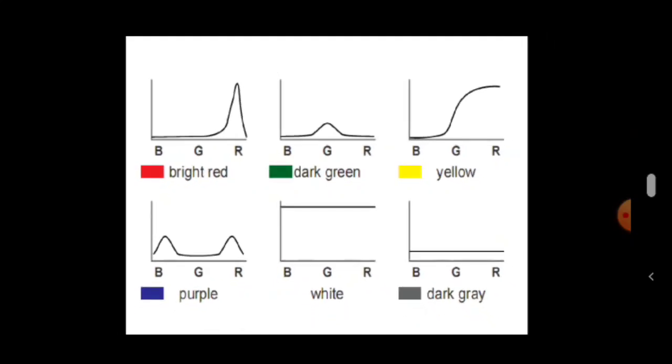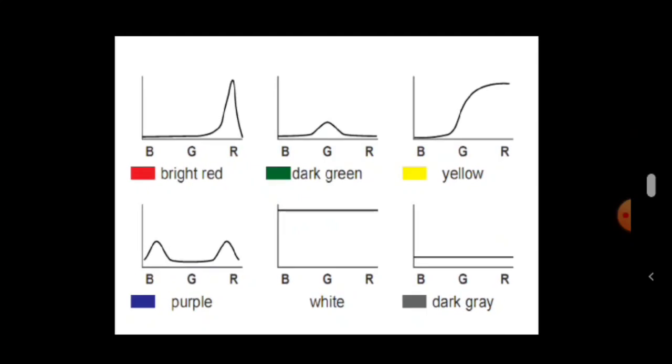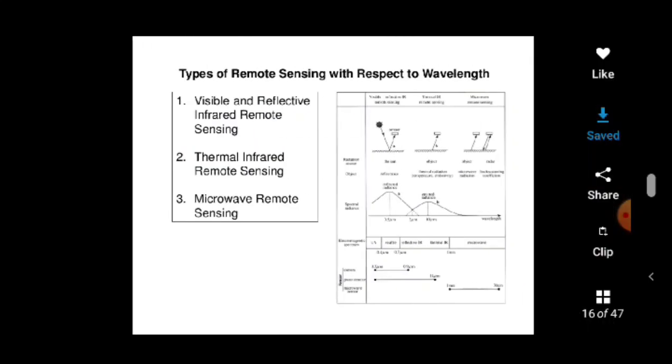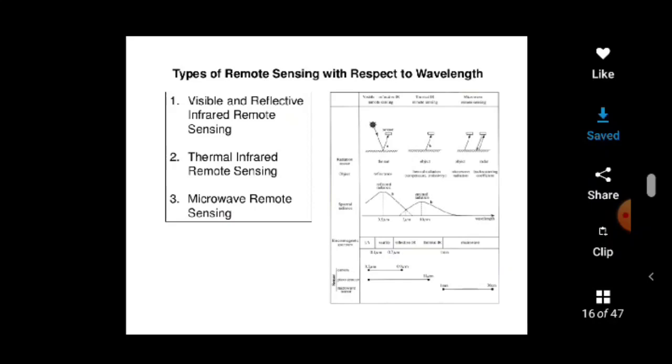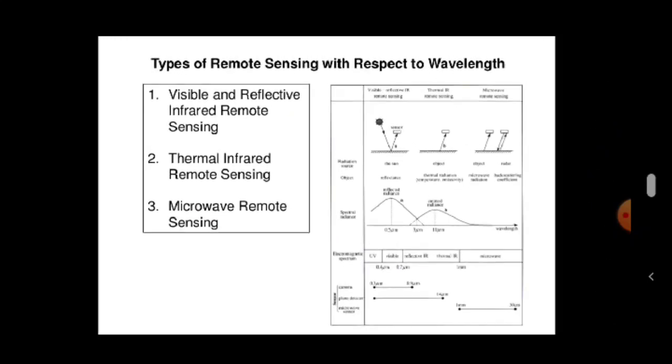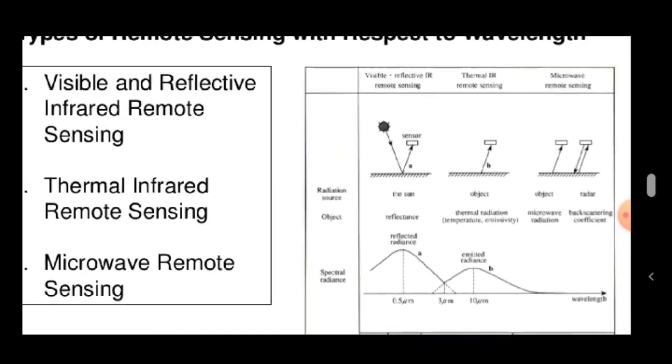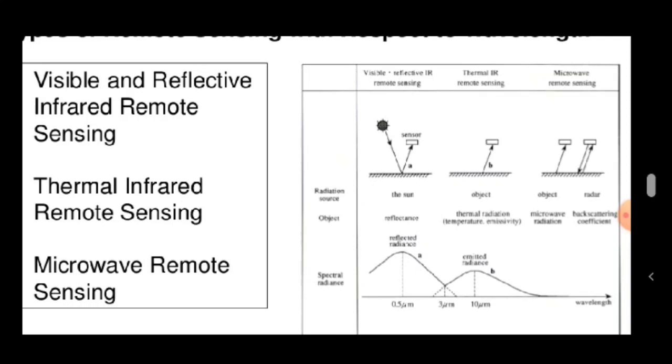And here you can see the visible range according to RGB values and the types of remote sensing with respect to wavelengths. There are three: visible and reflective infrared remote sensing, meaning optical remote sensing, thermal remote sensing, and also microwave remote sensing.